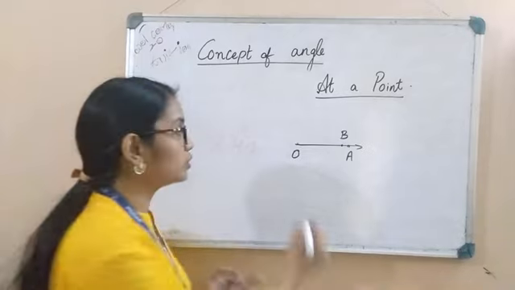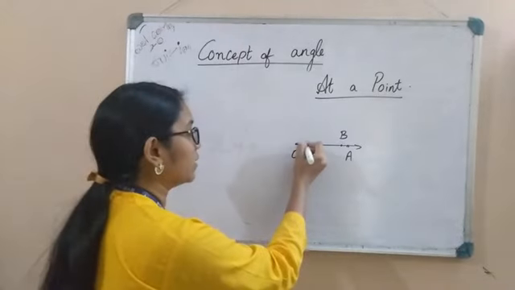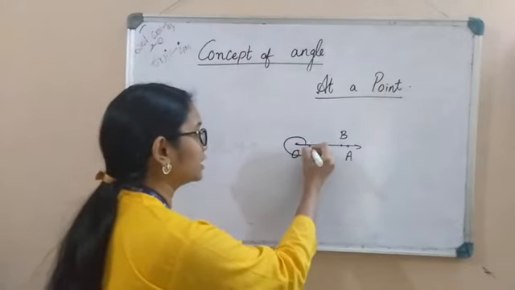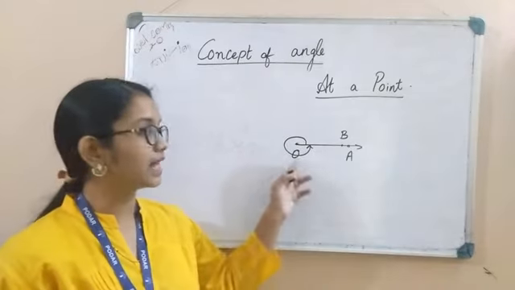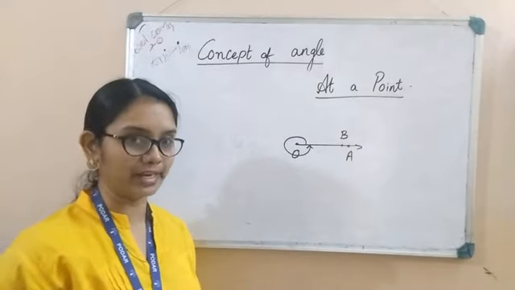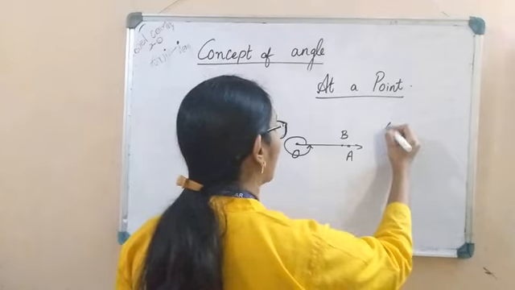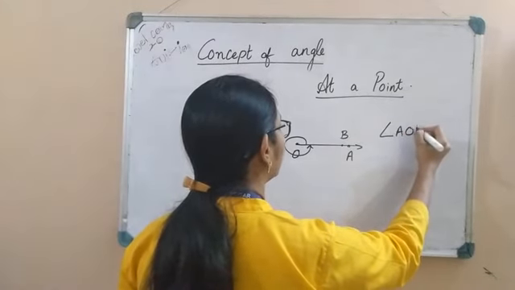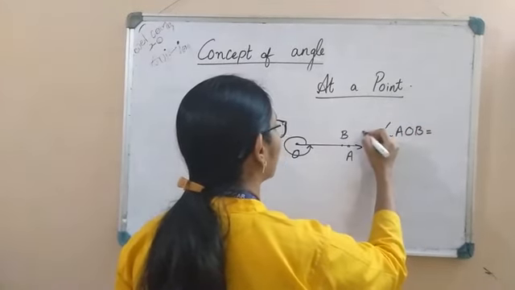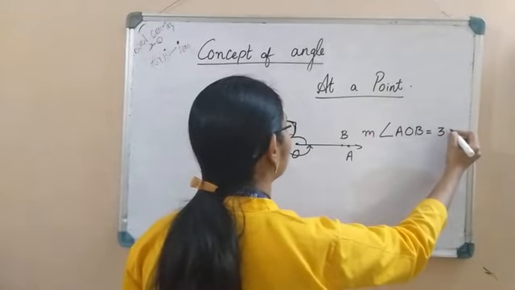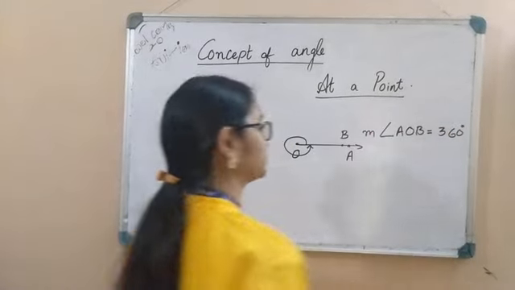As everyone knows, when a ray rotates, I get an angle. That kind of angle is called a complete angle. So the measure of angle AOB will be 360 degrees.